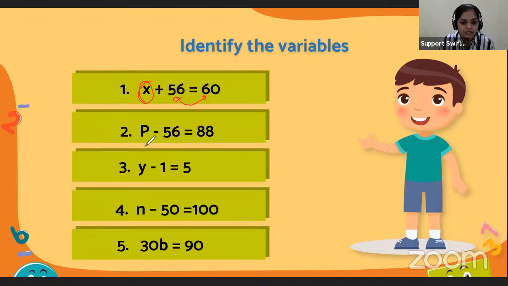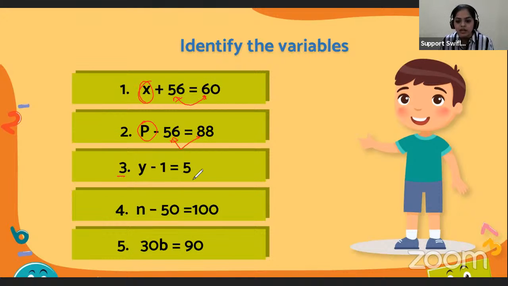The second one is p minus 56 equals 88. So here 56 and 88 are nothing but what? They are constants, and the p here is the variable. Great, very good. Then let's move to the third question.